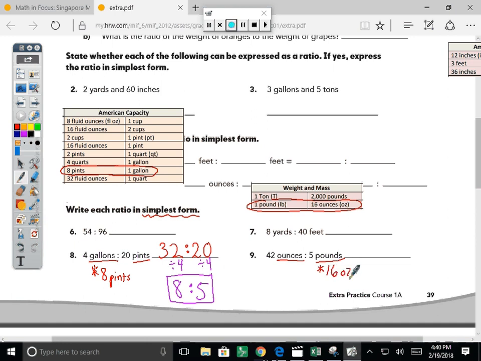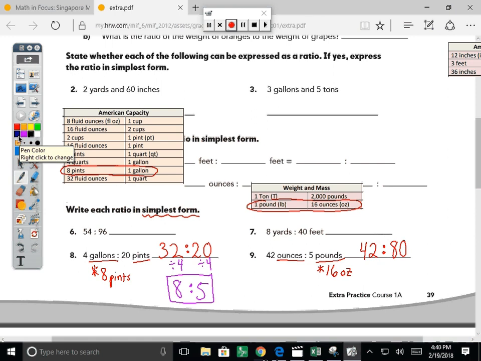So I can take those 5 pounds times 16 ounces and see what I get. Well, this 42 won't need to change at all. It's already in ounces. But 16 times 5, that will change. I'm going to get a larger number. 5 times 10 is 50, and 5 times 6 is 30 more. 50 and 30 makes 80. 42 to 80, we're now comparing ounces to ounces, so I can take off the units if I choose to.